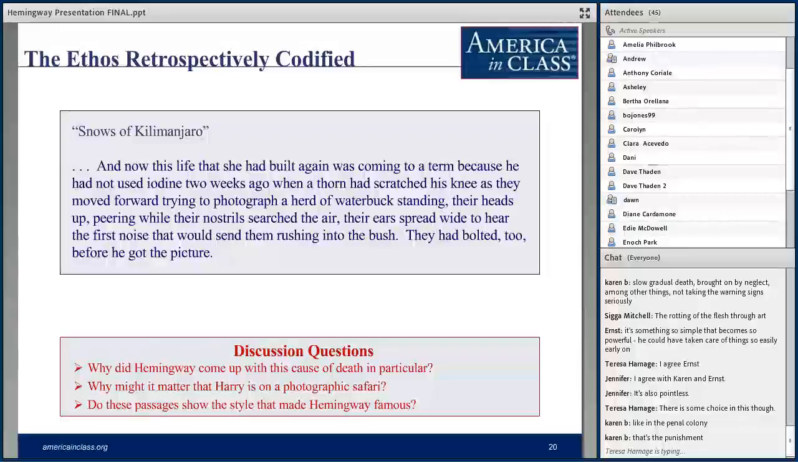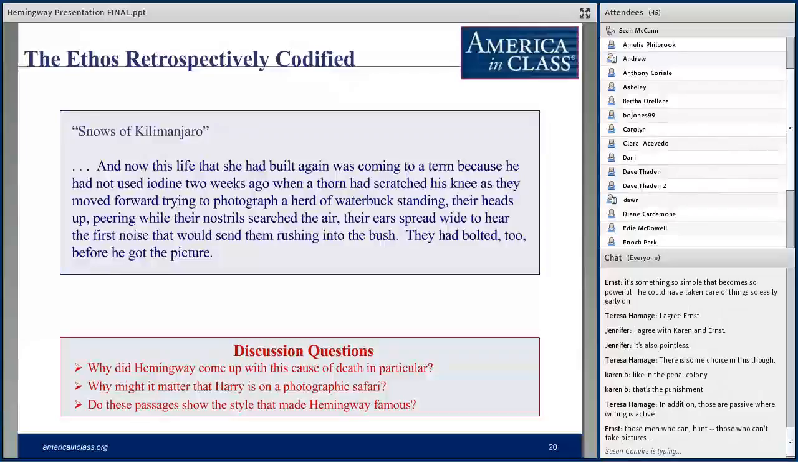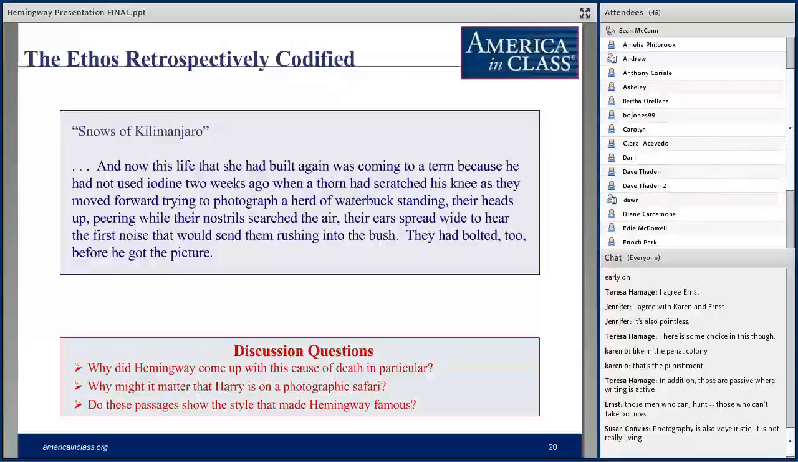The other thing that I would note about this passage is that if you were not to know this story, and if you were just to read these sentences, you would not necessarily know this was Hemingway. This is not the Hemingway style that made Hemingway famous. Just note some of the syntax and the word choice. One thing you'll see here is that there is subordination. There are complex sentences. You will see that there is very distinctive word choice.